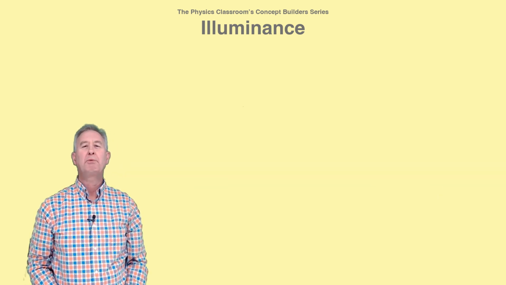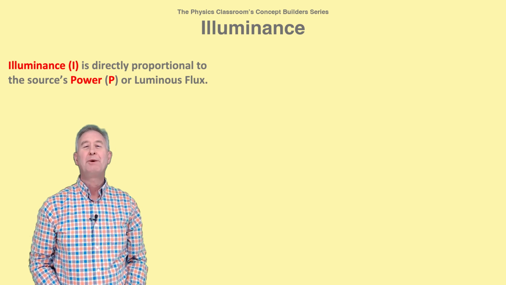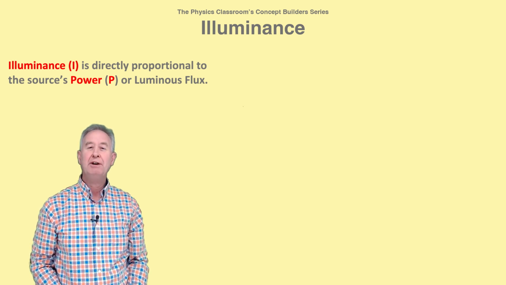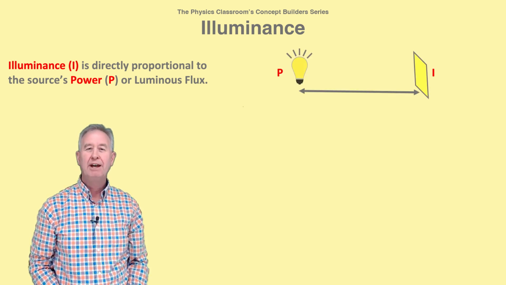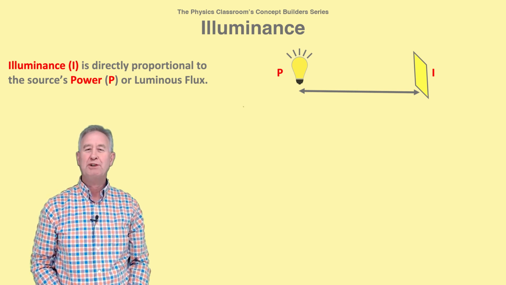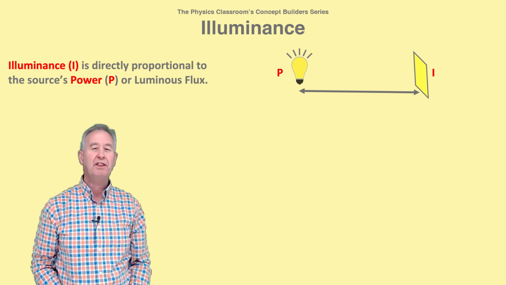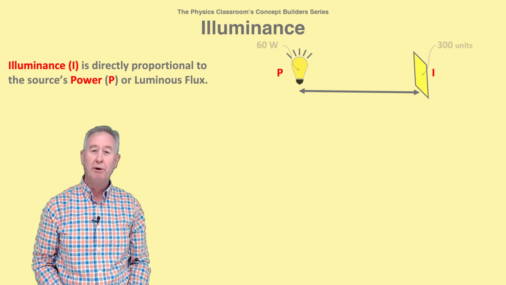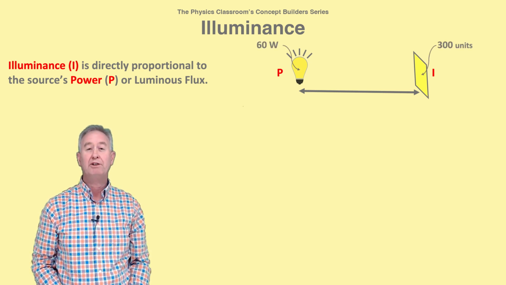Illuminance is directly proportional to a source thing, the rate at which light energy is emitted or given off by the bulb. Technically, we refer to this as the luminous flux. While not precisely accurate, it is useful to think of it as the power of the bulb, and it is roughly equivalent to the bulb's electric power rating in watts.